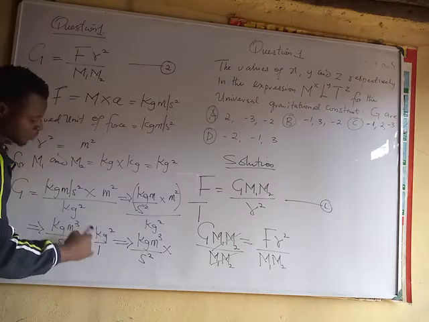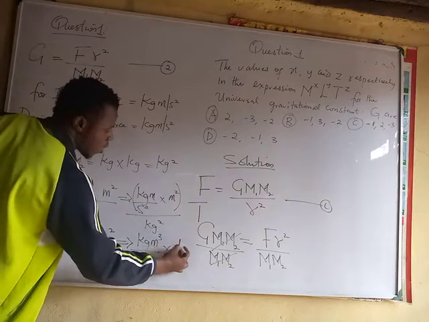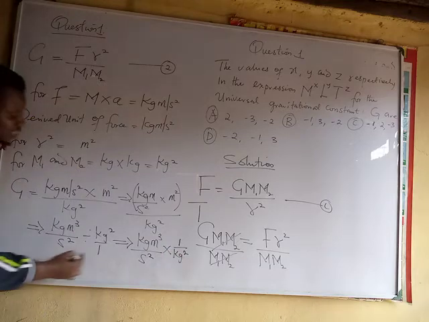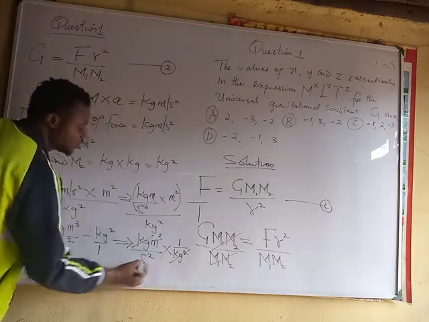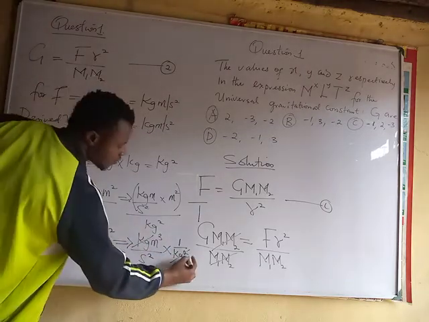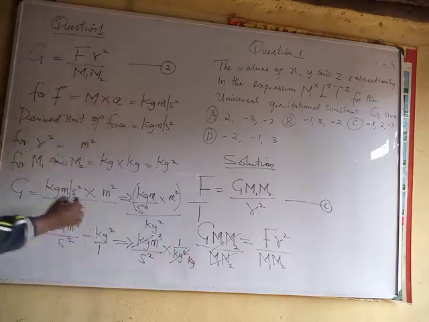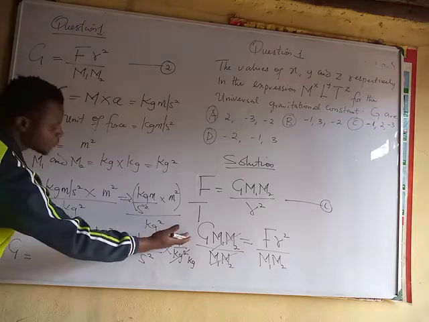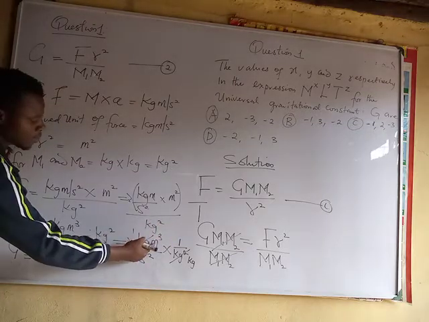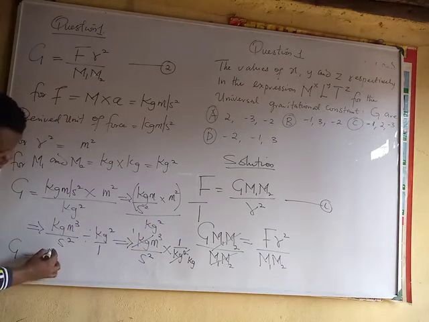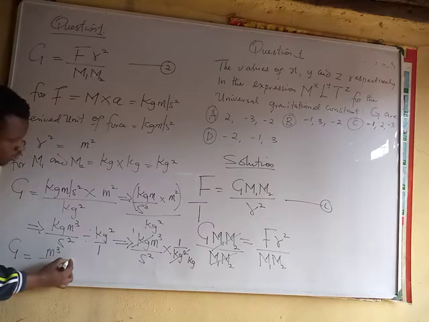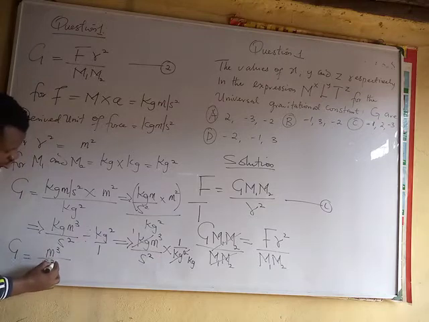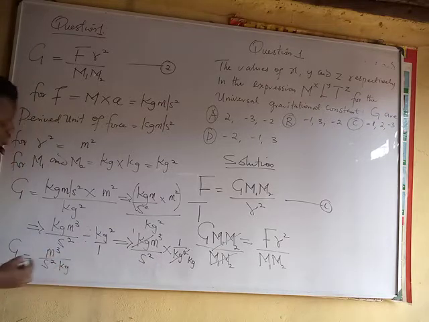Once this changes to multiplication, we are going to have 1 over kg square. So you can see this kg can cancel this kg. We are going to have only 1 kg. So I can now say that G is equal to, this multiplied by this, M3 multiplied by 1 will give you M3 all over this multiplied by this will give me LC square and kg.